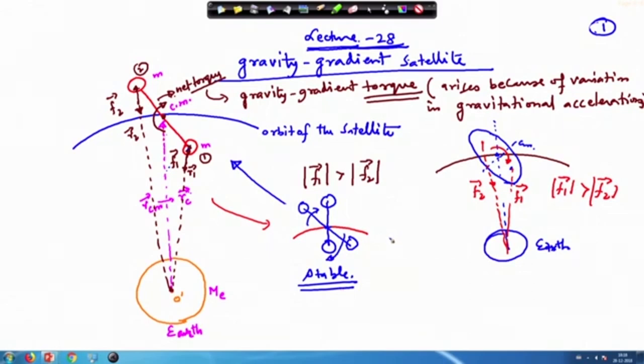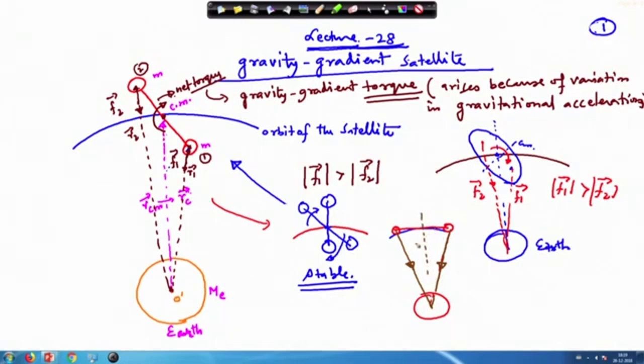On the other hand, if you take a case where your satellite is in the form of a dumbbell and it's looking like this, and it's in this configuration, here is your Earth. Okay, so you can observe that the forces acting on these two masses will be the same because of this configuration.